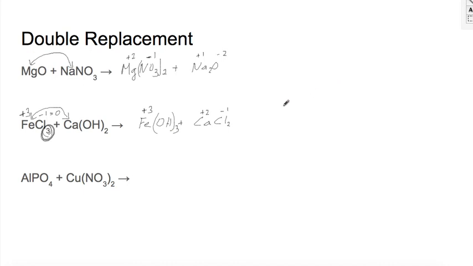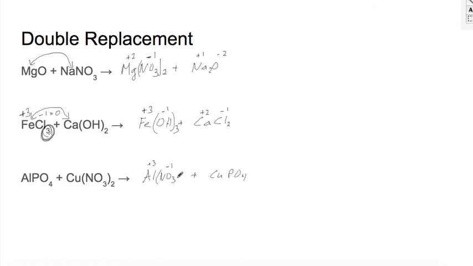There I go. Aluminum with the copper, we end up with AlNO3 and CuPO4. Charges: aluminum is +3. Nitrate is -1. We know that nitrate is -1 from the polyatomic ion sheet. That's how we knew it up here as well. Make sure you have that out in front of you.